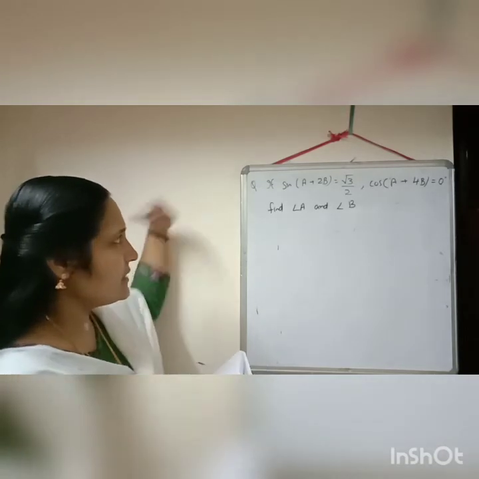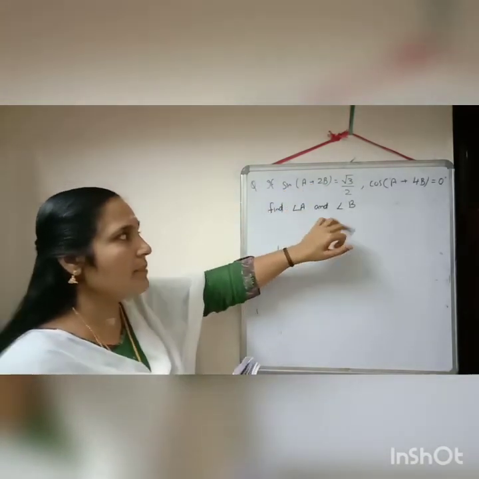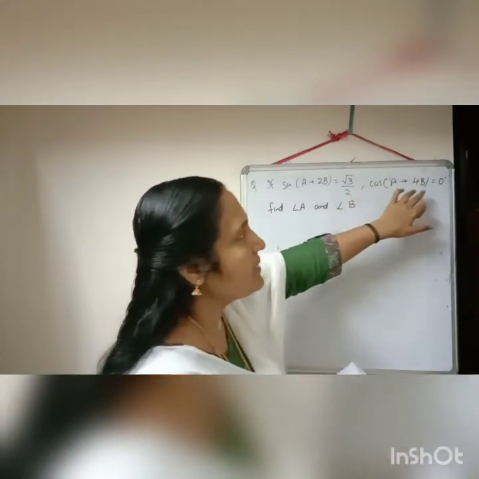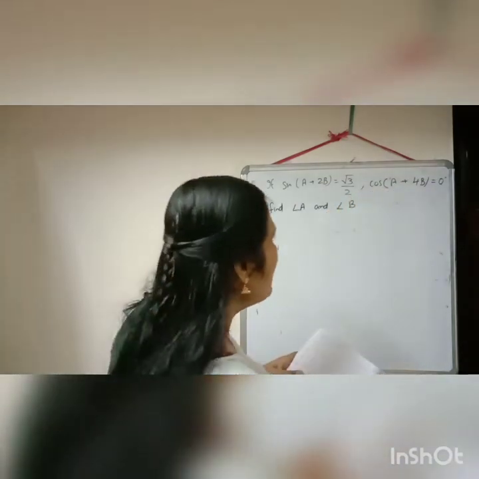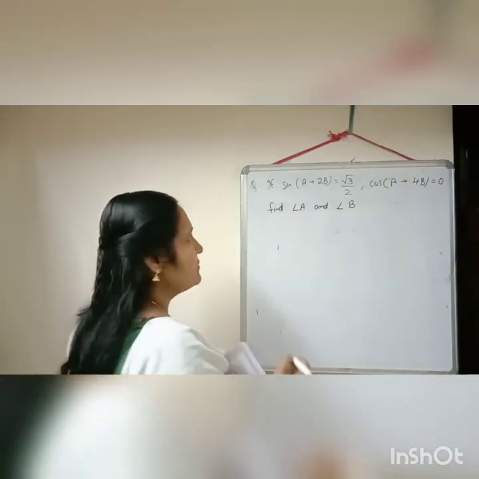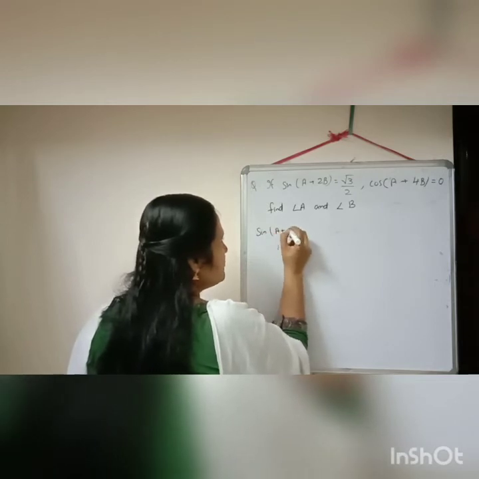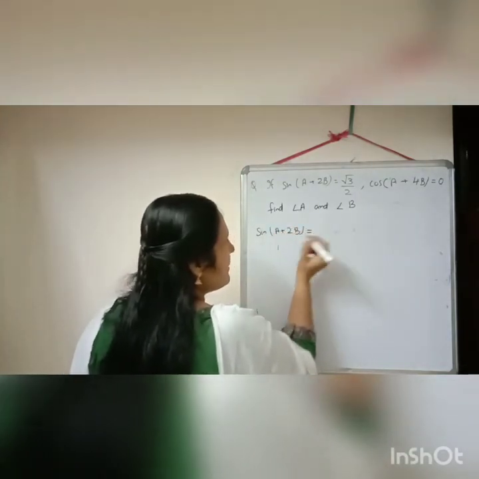Now in this question it is given, if sin(A plus 2B) is equal to root 3 by 2 and cos(A plus 4B) is equal to 0, find angle A and angle B. So again first one, sin(A plus 2B) is equal to root 3 by 2.